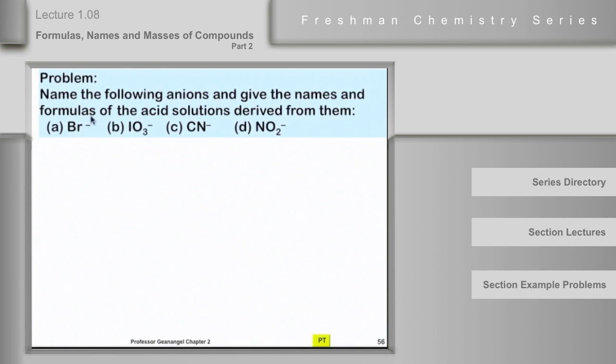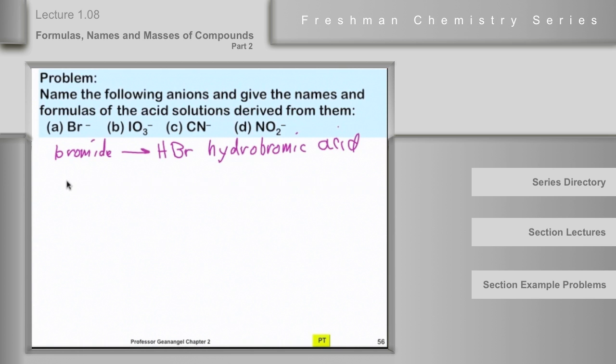So we want to name the following anions and give the names and formulas of the acid solutions derived from them. So Br minus will form an acid which has 1 hydrogen. So this is bromide ion. And bromide ion will form the acid HBr, and the name of that acid, since it's a binary acid, is hydrobromic acid. Hydrobromic acid.